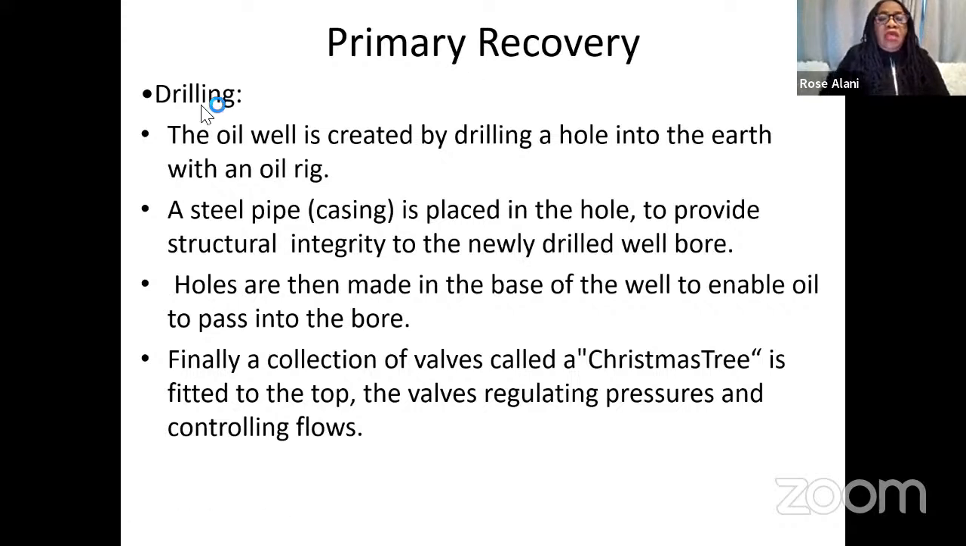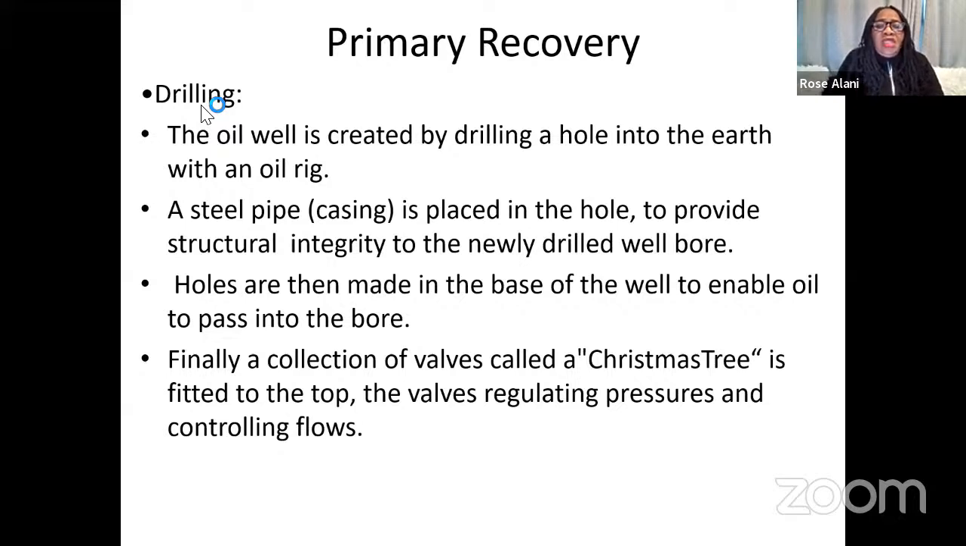So we're looking at primary recovery now. The oil well is created by drilling a hole into the earth with an oil rig. I believe some of you are familiar with some of these terms. So the steel pipe is placed in the hole. When the hole is drilled, a steel pipe, like a casing, is placed deep down into the hole to provide structural integrity so that the sand will not be falling in to block the newly drilled well bore.